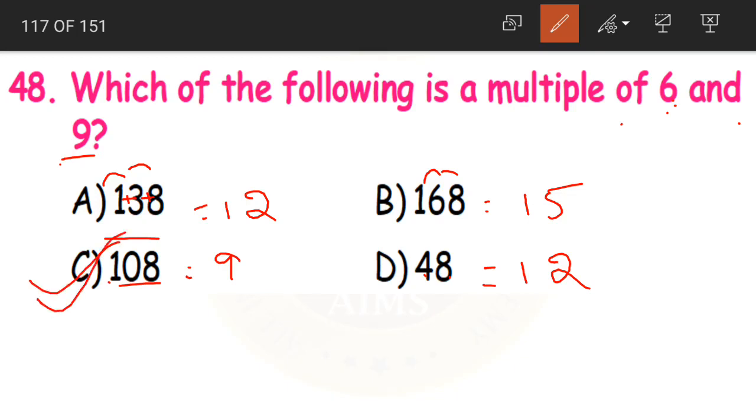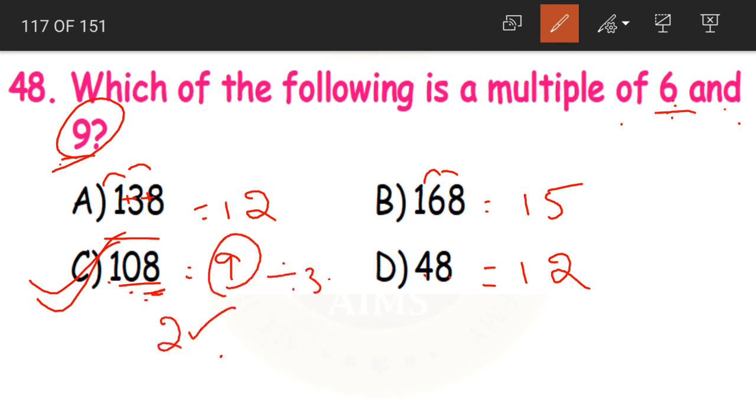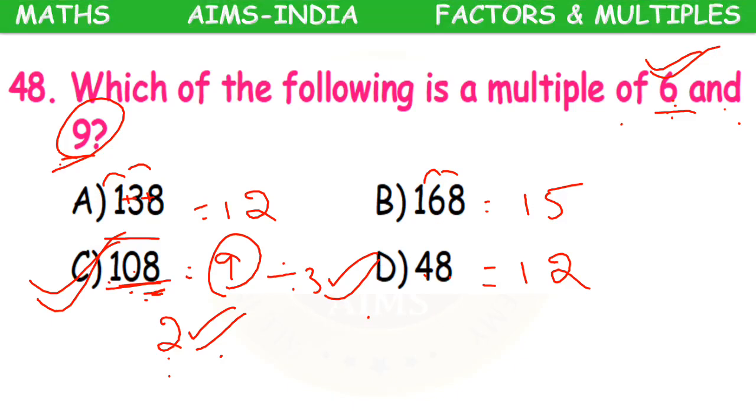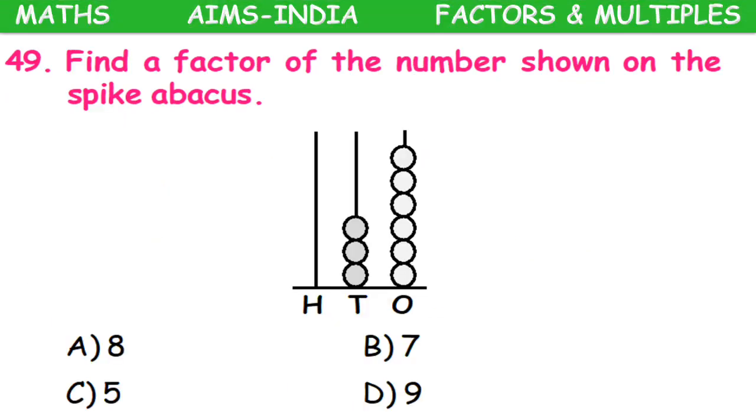Only option C is divisible by 9. That means it is a multiple of 9. If we check for multiple of 6, it has 8 in the ones place, so it is divisible by 2, and the sum of the digits is divisible by 3. As it is divisible by both 2 and 3, it is divisible by 6 as well. So 108 is the answer, which is a multiple of both 6 and 9.